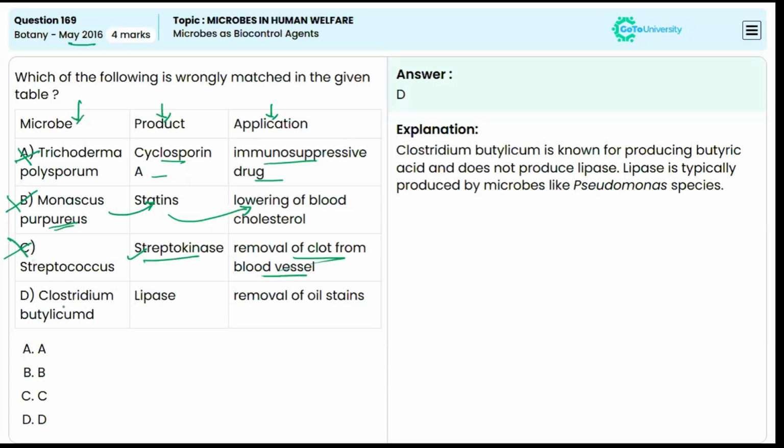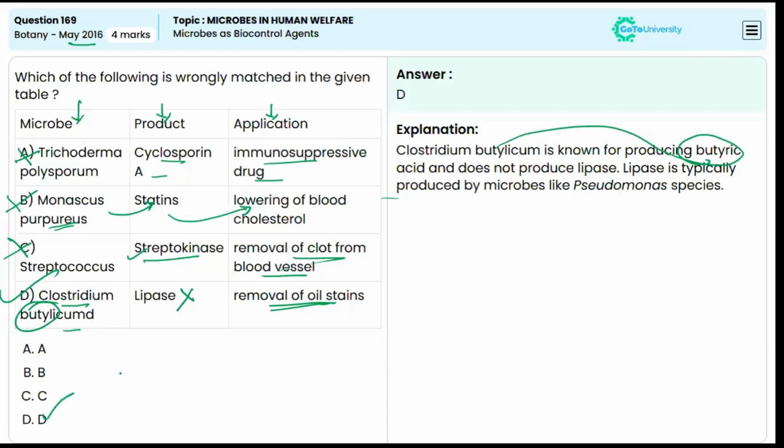Now moving to Clostridium butylicum. This is actually known for producing butyric acid, not lipase enzyme, which breaks down lipids, that is, removal of oil stains, and is used in detergents and all. So Clostridium butylicum is known for producing butyric acid. That means option D is the correct answer.